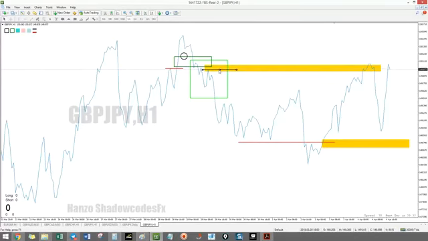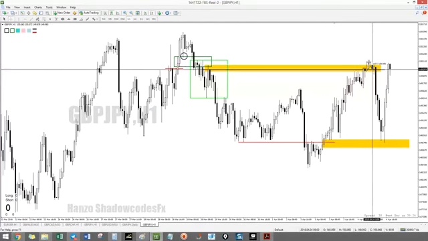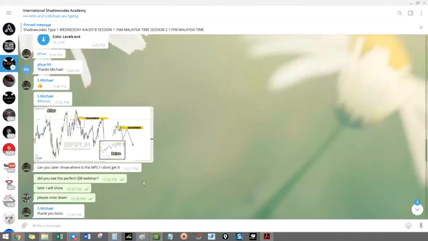The chapter 1 entry. Okay, so that is my entry. I floated about 10 pips, 13 pips, and went down about 113. Okay. All right.